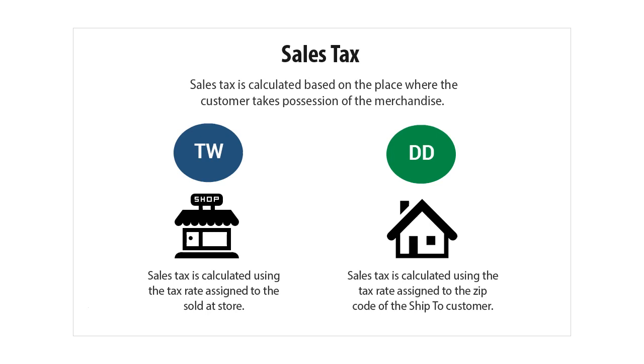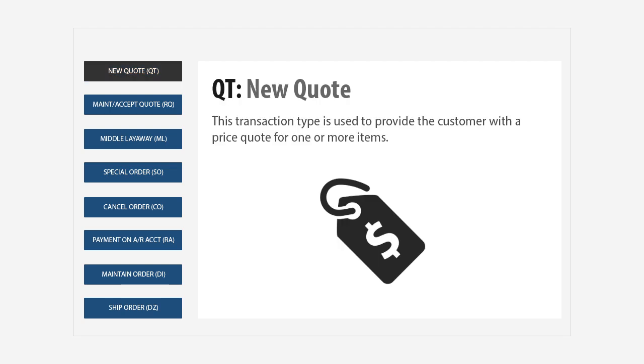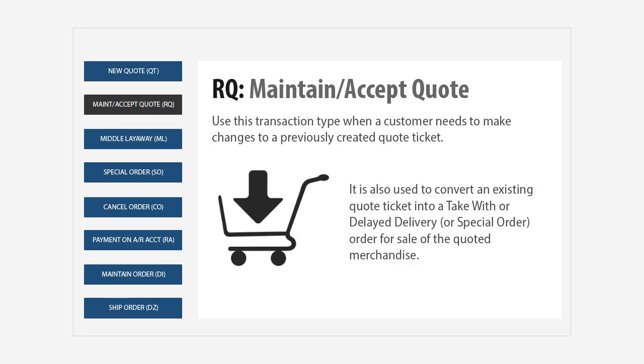This section of the video discusses other transaction types that you will be using in point-of-sale entry. The QT transaction type is used to provide the customer with the price quote for one or more items. Use the RQ transaction type when a customer needs to make changes to a previously created quote ticket.